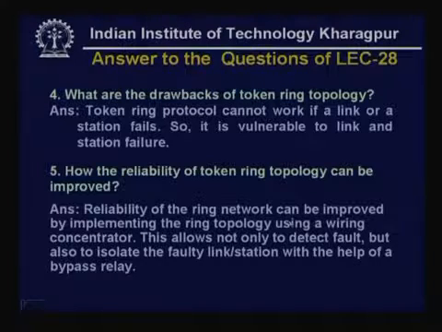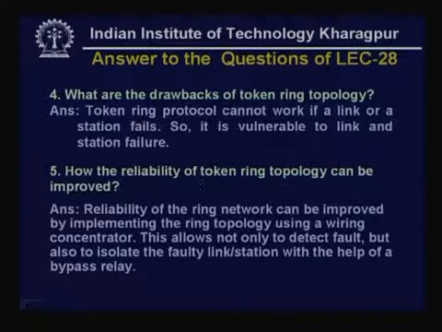Then here is the answer to question number 4. What are the drawbacks of token ring topology? The answer is token ring protocol cannot work if a link or a station fails. As you know, there is no built-in reliability provided in token ring, so it is vulnerable to link and station failures. This is being overcome in FDDI.